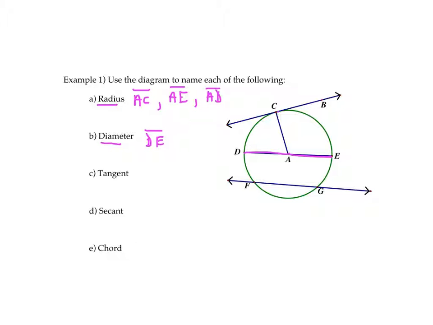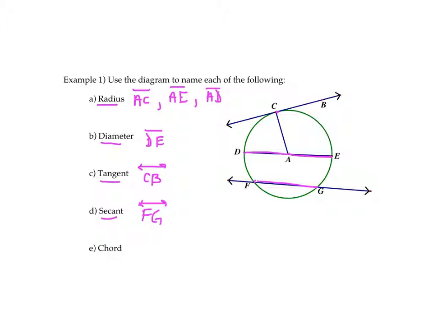Right, CA, again, is only a radius. It stops at the center, so it's not a diameter. FG doesn't go through the center, so it can't be a diameter. Right, a tangent touches the circle in exactly one point. So line CB would be our tangent. And a secant is a line or a segment that goes through the circle and continues on, and it has to contain a chord. So line FG fits that description. It contains chord FG, and it continues on beyond the circle.